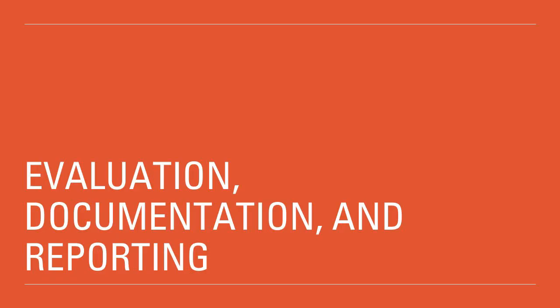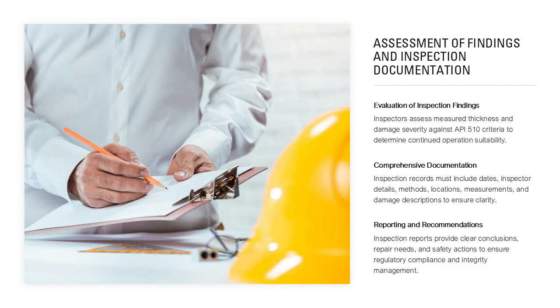Assessment of findings and inspection documentation. After completing on-stream or off-stream inspections, inspectors must evaluate the findings in accordance with API 510 acceptance criteria and engineering judgment. This evaluation includes comparing measured thickness with minimum required thickness, assessing the severity and extent of corrosion or cracking, and determining whether identified damage is acceptable for continued operation. Where necessary, consultation with corrosion, materials, or mechanical engineering specialists may be required.